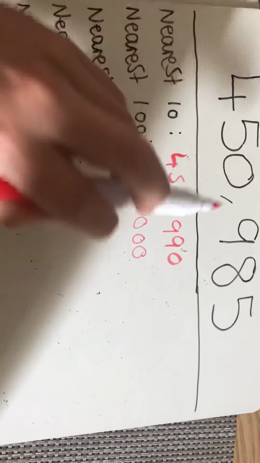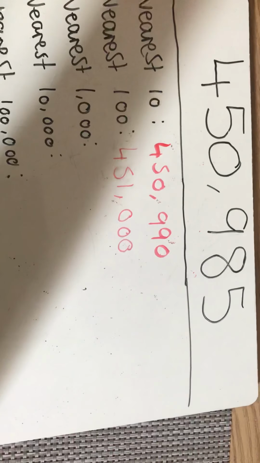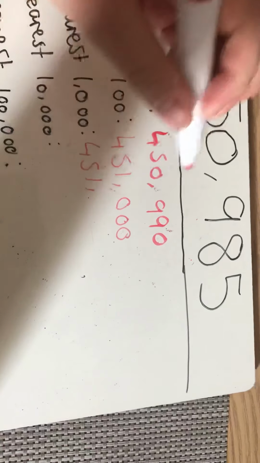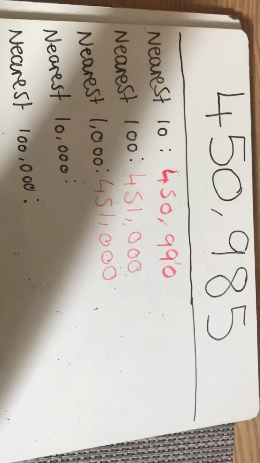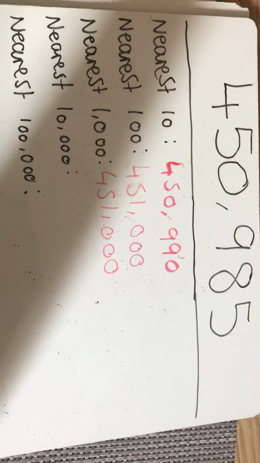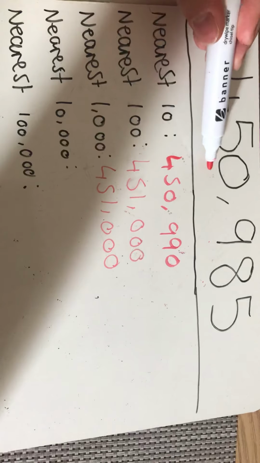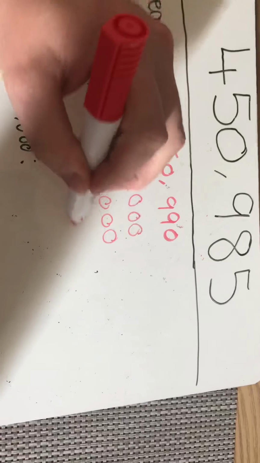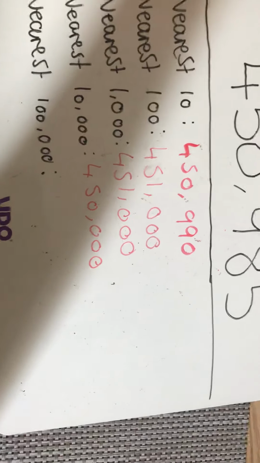Rounding to the nearest thousand, I'm going to look at the hundreds. I've got 900s and obviously 9 rounds up. So again, it's going to be 451,000. Nearest 10,000. So I'm going to look this time at which column? Good, the thousands. This time it's a 0, and as we know, 0 rounds down, so it's going to be 450,000. Funnily enough, that answer is actually smaller than the previous one.